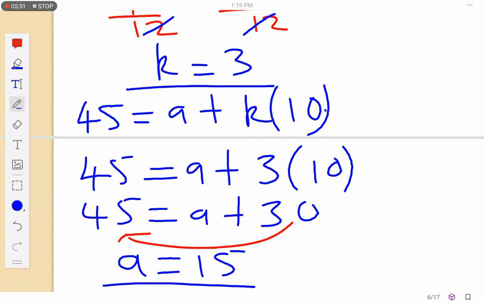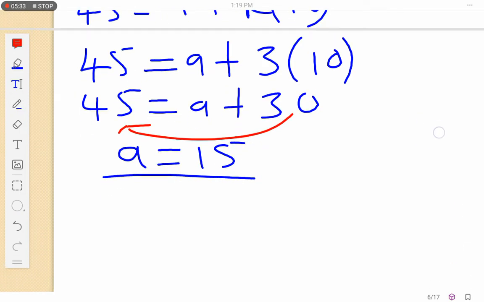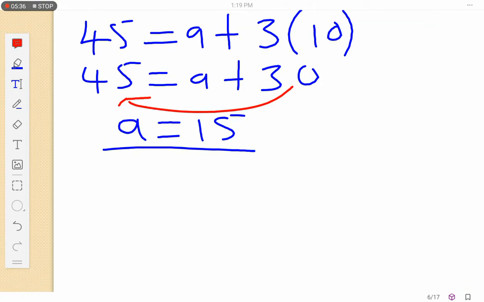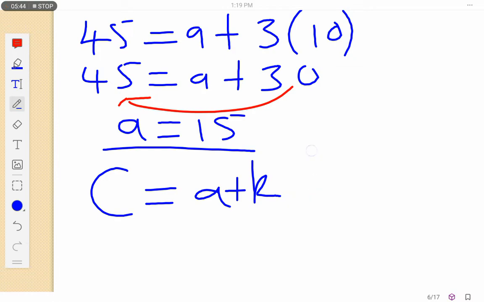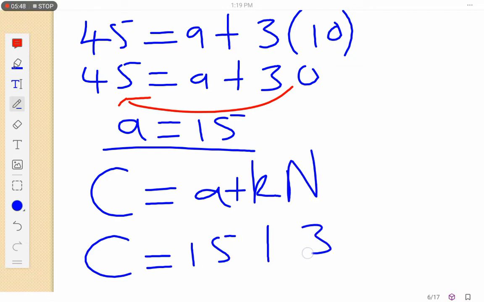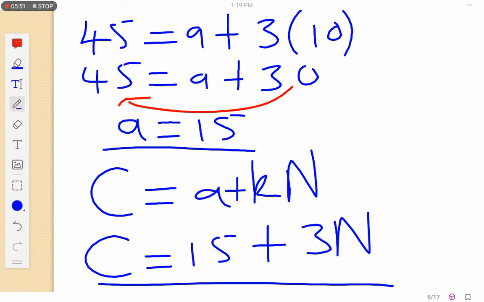Okay, now I've got the two unknowns. I can now write my relationship. The relationship now becomes, it was c is equal to a plus kn. Now it becomes c is equal to 15 plus 3n. So this is the relationship that we have. With this relationship, we can find the unknown.